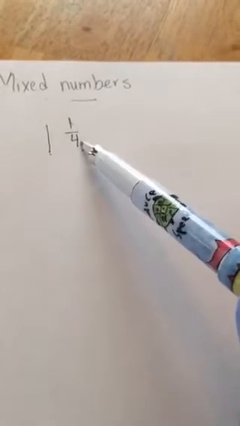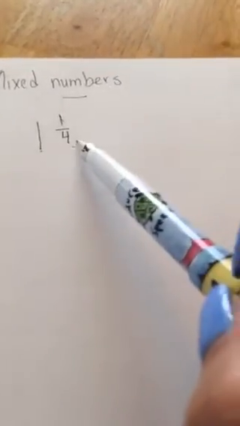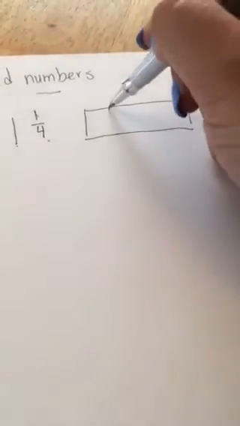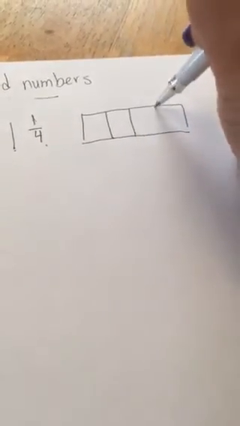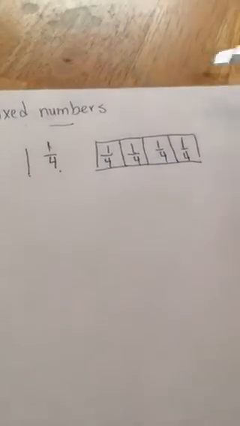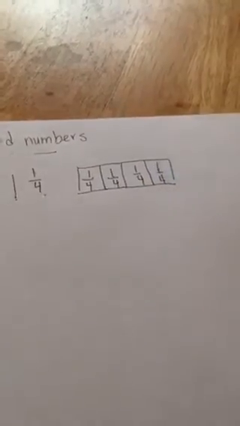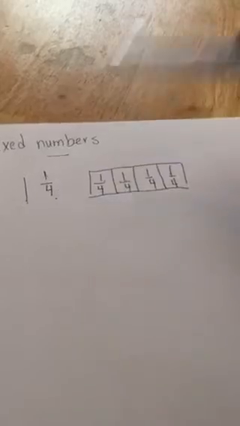In order for me to make this into an improper fraction, we need to first look at the fractional piece. The fractional piece tells us that there are 4 pieces in this fraction. So I'm going to make my chocolate bar and cut it into 4 pieces. 1, 2, 3, 4. Each one of these has a unit fraction of 1/4 in it. So now this is 1/4, 1/4, 1/4, 1/4, and I want to make 1 1/4.